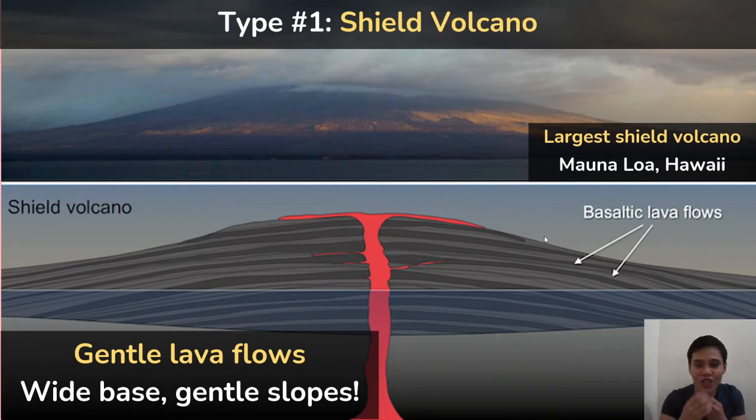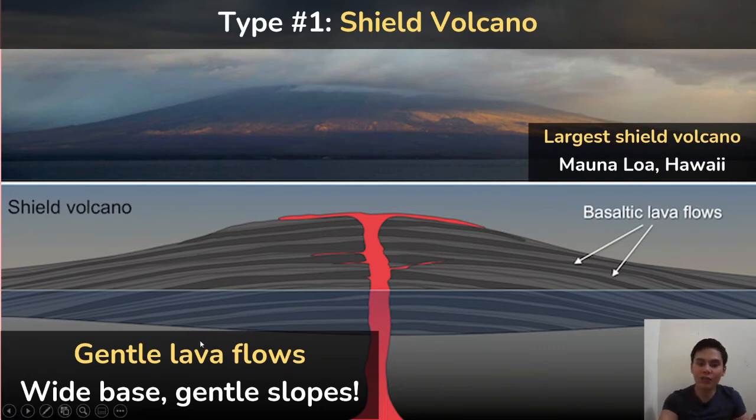Type number one is a shield volcano because it looks like you take the Captain America shield, you lay it down flat on the ground. That's what a shield volcano looks like, except massive. They're huge. Most of the largest volcanoes in the world are shield volcanoes. In fact, the largest shield volcano and also largest volcano in general in the world is Mauna Loa in Hawaii.